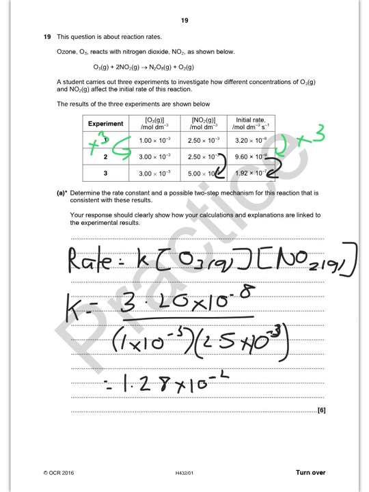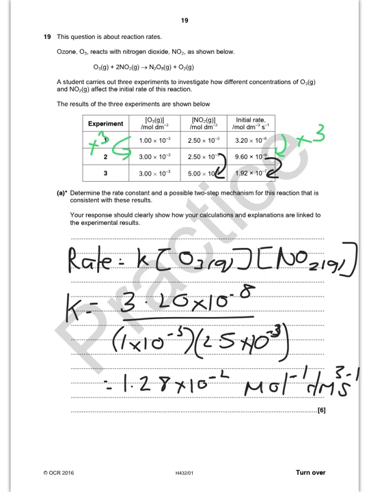How about my units? Well, my rate, of course, is in moles per decimeter cubed per second. Concentration in moles per decimeter cubed. So the overall units are going to be moles to the minus 1, decimeters cubed, seconds to the minus 1, like so.